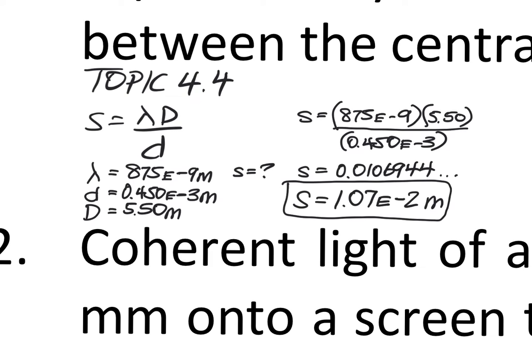We get that the distance from the central maximum to the first maximum or second maximum, I don't know, maybe the central maximum is the zero maximum. Anyway, that s is 1.07 times 10 to the negative 2 meters, or 1.07 centimeters.